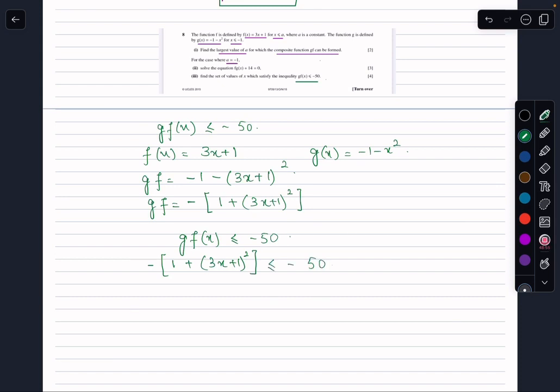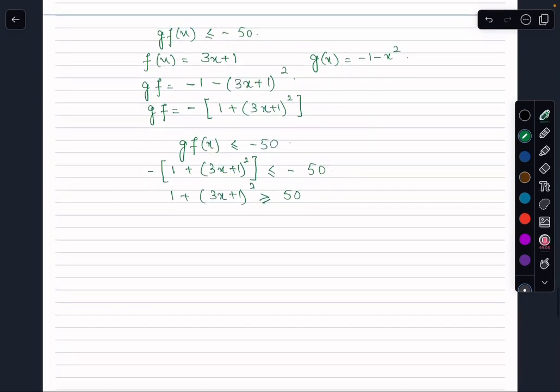I can cancel the negative signs on both sides, but with an inequality, I know that if I cancel the negative signs, the sign of the inequality changes, so this becomes greater than or equal to 50. So again, this is (3x plus 1) the whole square, which is greater than or equal to 49, since 50 minus 1 gives me 49. What I know here is that we are talking about a quadratic curve, which has a minimum nature.